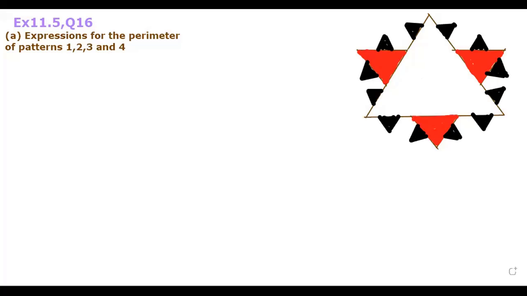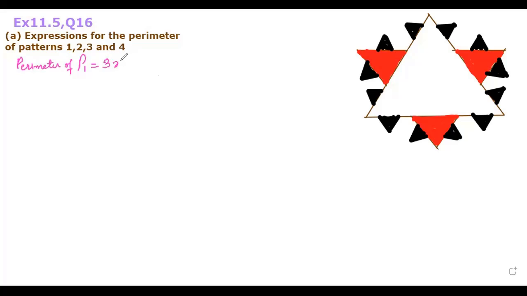Now the perimeter of pattern 1: because the white equilateral triangle has each side of length x, x plus x plus x will be 3x.